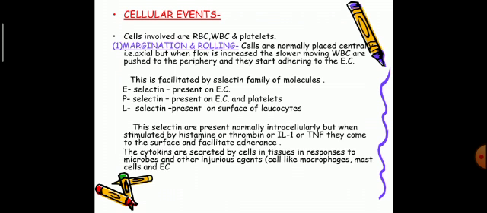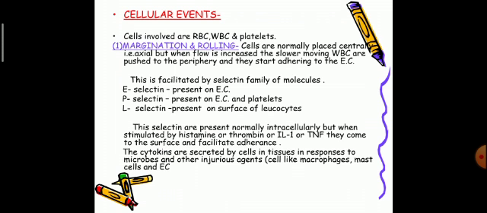Cellular events. Cells involved are red blood cells, white blood cells, and platelets. So first is margination and rolling. Cells are normally placed centrally, axially, but when flow increases, the slower moving WBCs are pushed to the periphery and they start adhering to the endothelial cells.